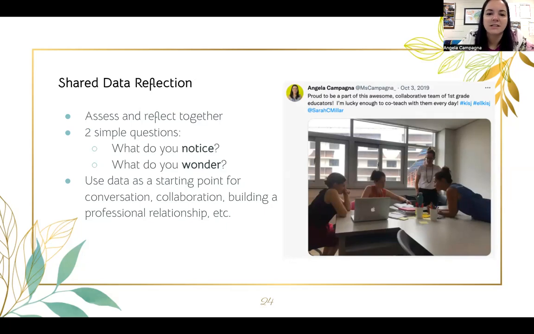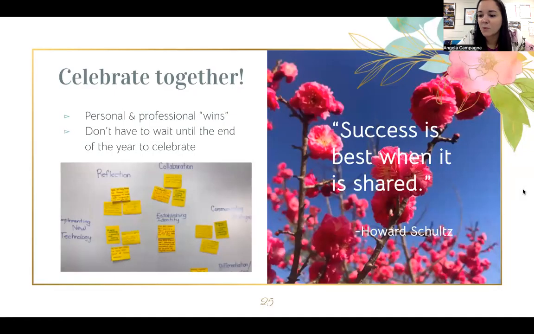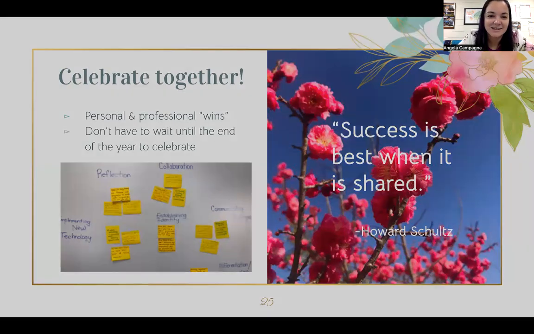Just by initiating a simple data sharing and looking at, what do you notice or what do you wonder? These two very simple questions can really help spark some collaboration. And of course, celebrating together. When you collaborate together, you should celebrate success together, sharing professional and personal wins. And you don't have to wait until the end of the year or the end of the term to celebrate. You can do that anytime. Success is best when it is shared, just like this quote says.